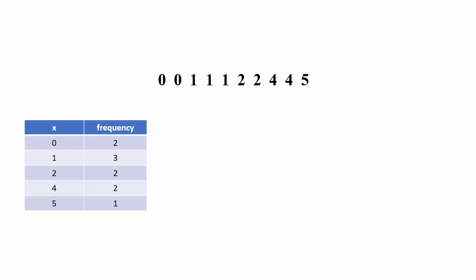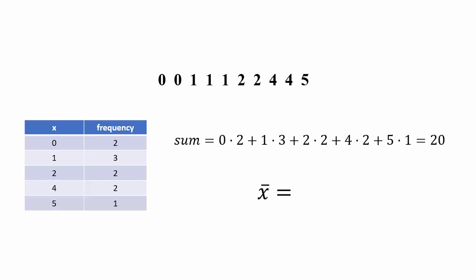From this table, we can calculate the sum of the data values as 0 times 2, plus 1 times 3, plus 2 times 2, plus 4 times 2, then plus 5 times 1. Then this sum can be divided by 10, so the mean is still 2. So adding these products is just a quicker way to add a series of numbers when some numbers are repeating.